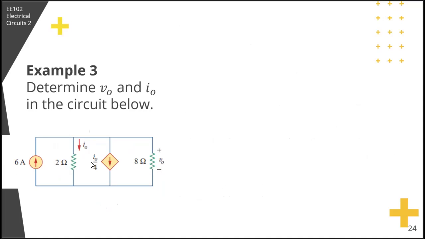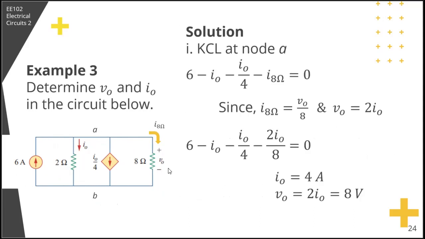Example 3. Determine VO and IO in this circuit. First, let's label the top node as node A, then the bottom node as B. Then let's also assume that the current flow in the 8 ohm resistor is from A to B. And let's have KCL at node A. So that would be current entering 6, current leaving IO, so negative. Current leaving also IO over 4, so negative also. Current leaving also I 8 ohm, so negative also.